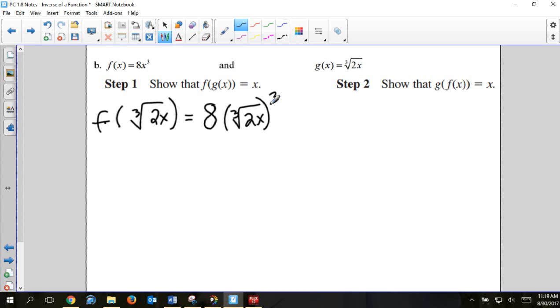Okay? And then we're going to think about order of operations. We need to cube before we multiply by 8. So we're going to cube a cube root. What's that do?